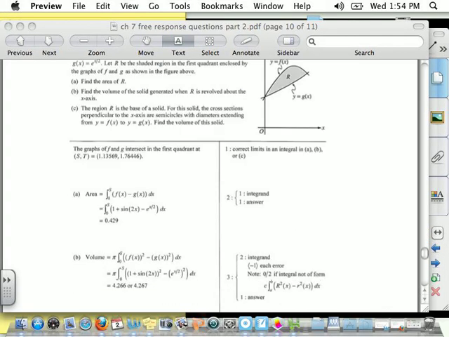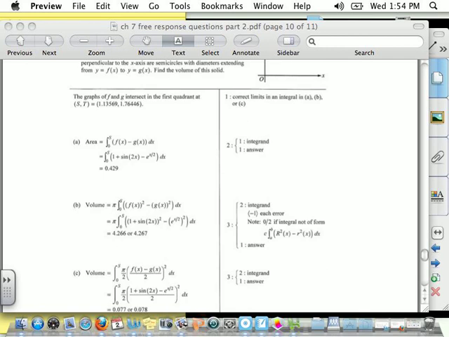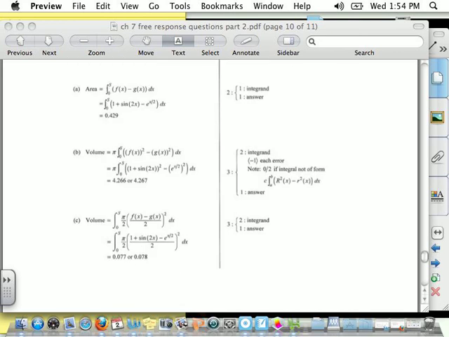Okay, so let's look at where all of our points were on this problem. Okay, so first of all, we got 1 point for having the correct limits in A, B, or C. So that's just having from 0 to what we called C. So 1.13569. For part A, we get 1 point for setting it up correctly, 1 point for the answer. Part B, 2 points for setting it up correctly, and 1 point for your answer. And part C, 2 points for setting it up correctly, 1 point for the answer. Okay, so we got all 9 points on that.